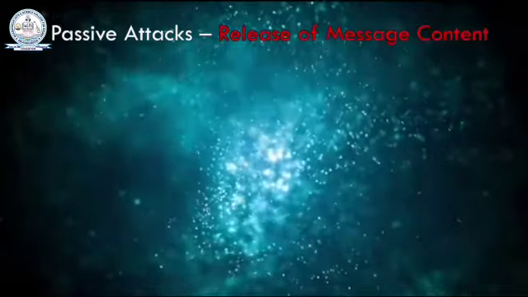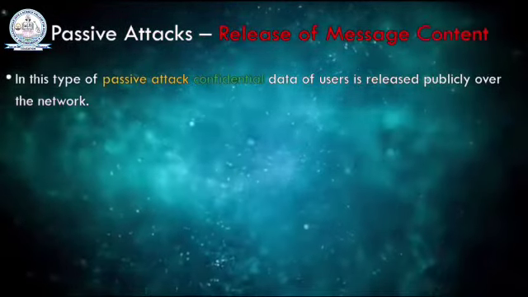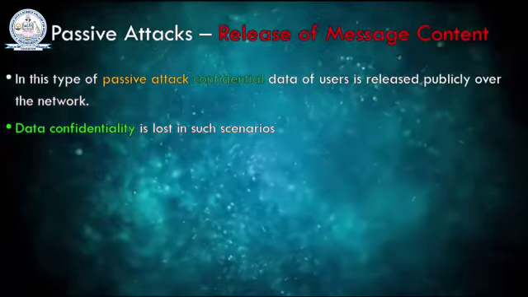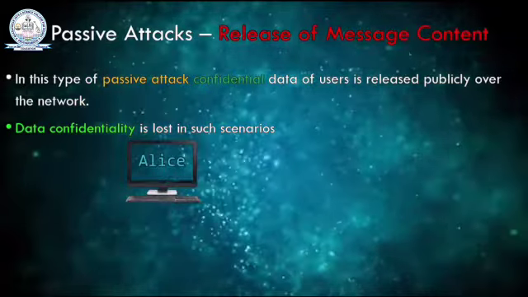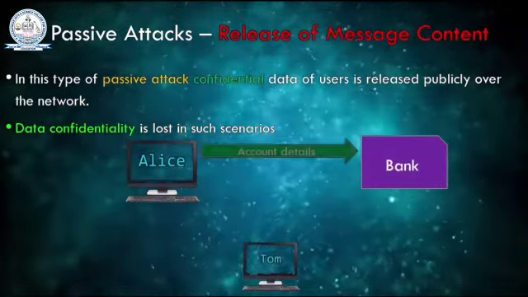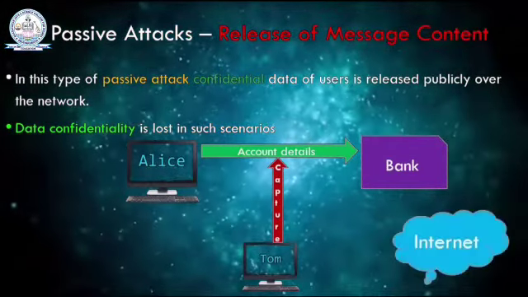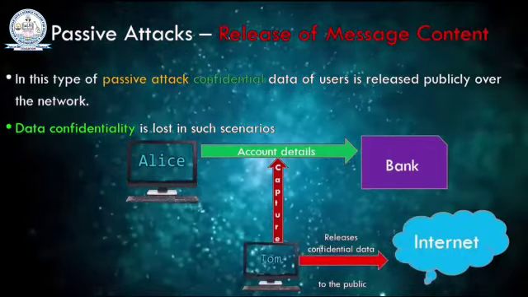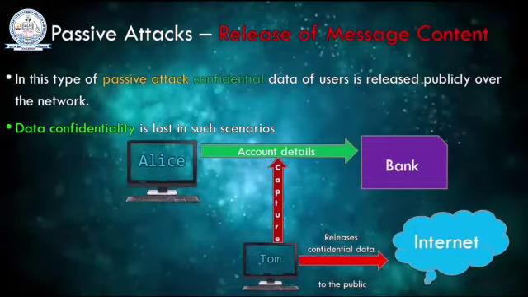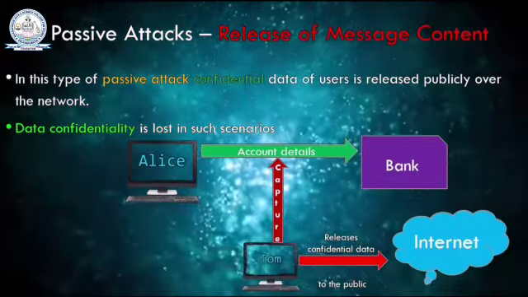In this type of passive attack, confidential data of users is released publicly over the network. Data confidentiality is lost in such scenarios. From this example, Alice accesses the bank details and services with her credentials. Meanwhile, Tom obtains the credentials and releases the confidential data publicly. Any other person can easily access the data through the internet. From this example, we can understand how the release of data content is done by Tom.